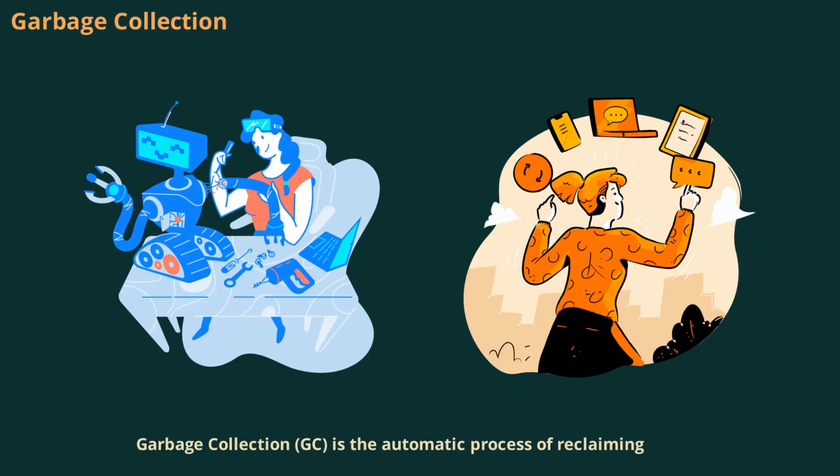Garbage collection (GC) is the automatic process of reclaiming heap memory used by objects that are no longer reachable. Java provides several collectors, including Serial, Parallel, G1, and ZGC, each optimized for different scenarios. Understanding GC helps you write efficient and reliable Java applications.